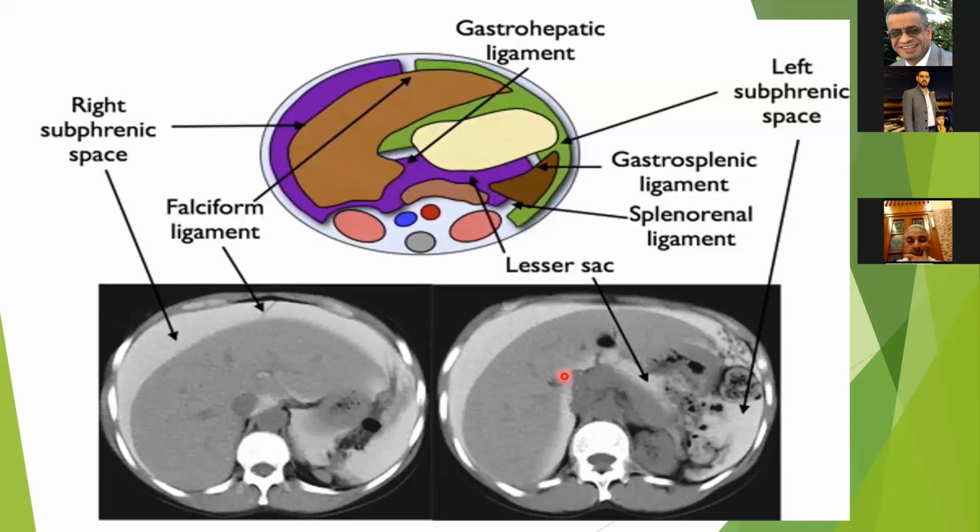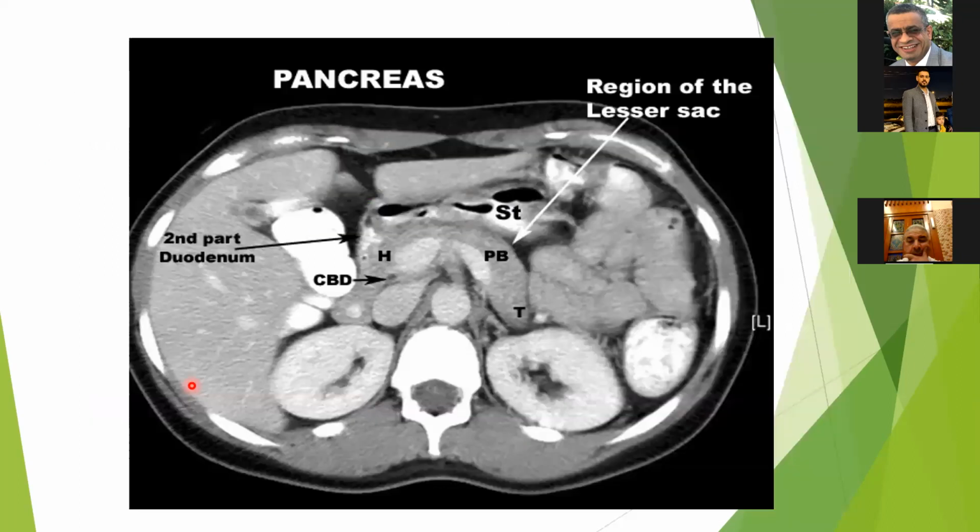This is an axial CT showing us the lesser sac. This is the lesser sac. This is the falciform ligament, and the right subophrenic space. Another CT scan showing us the region of the lesser sac, anterior to the pancreas and behind the stomach.